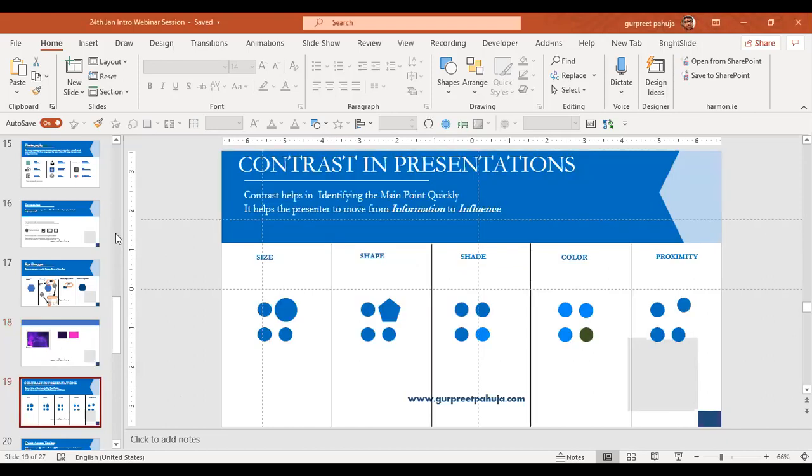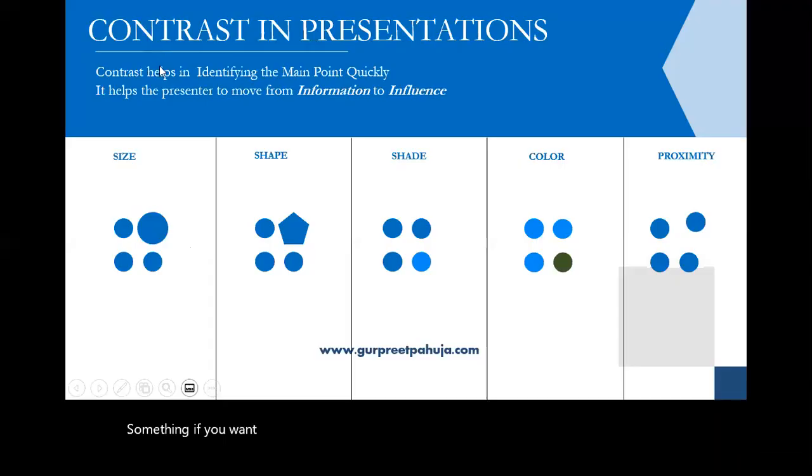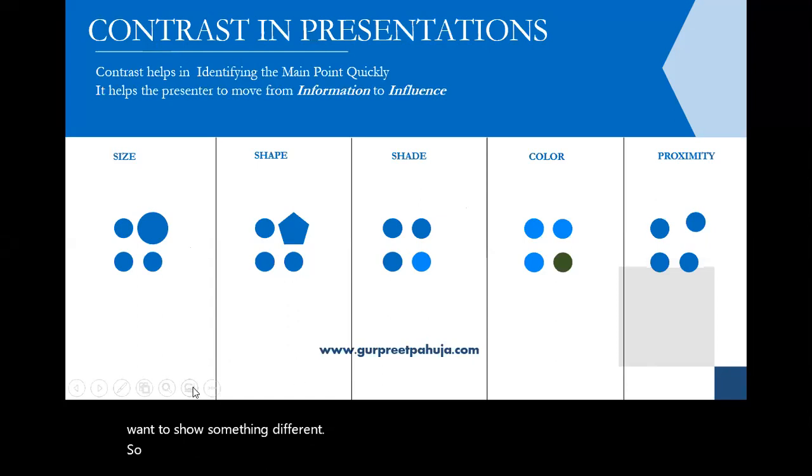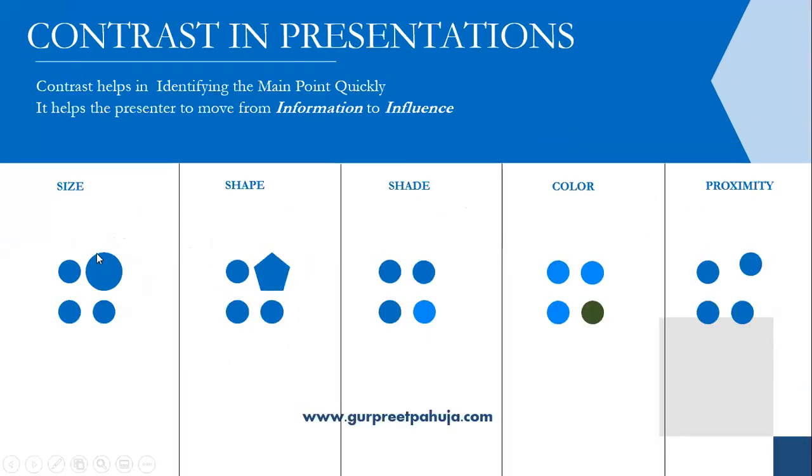Great. So now, what happens is contrast in presentation. This is something if you want to show. If you're presenting your point and want to show something different, this is one of the best ways where you can highlight some points. You can increase the size, you can change the shape. This is just an example. You can change the shade. If you see, this is highlighting differently. You can change the color, you can change the proximity. Got it? This helps to point something differently in your presentation.